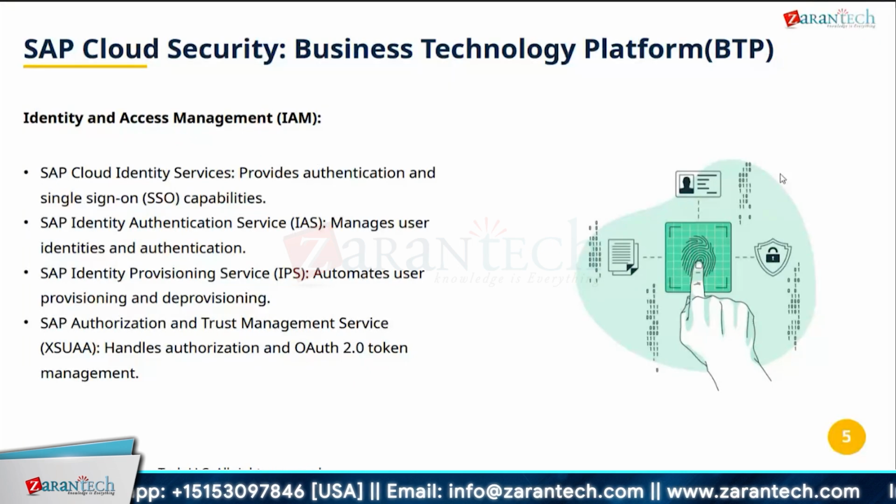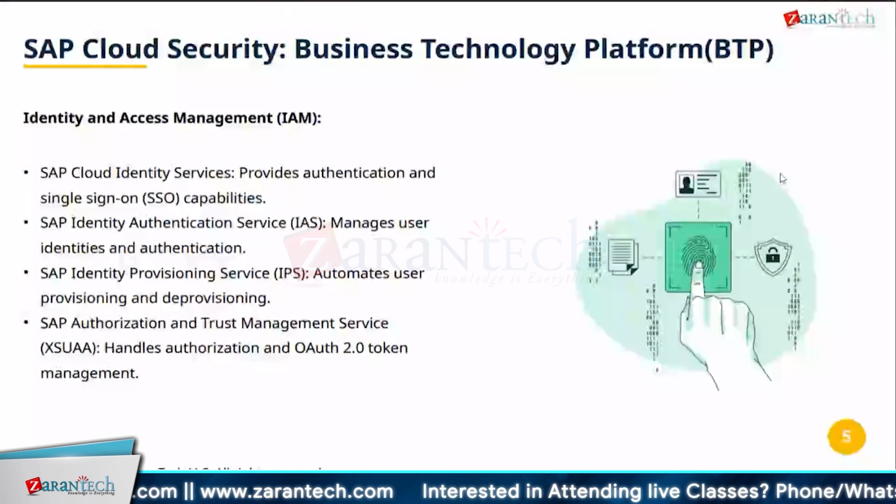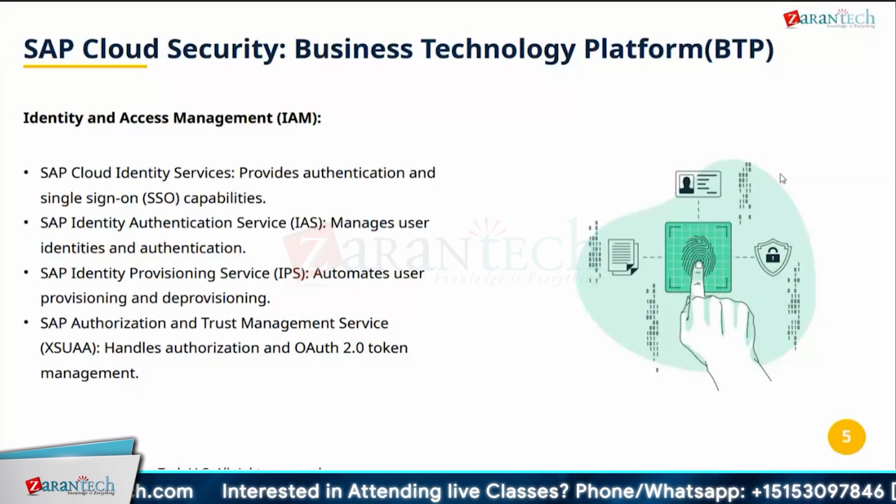Then finally, coming to your Access UAA service, or your authorization and trust management service. This basically deals with your OAuth token. This requires a dedicated amount of time to explain what an OAuth 2.0 token does. But you can just think of it that as soon as a user identity gets created, whether it's being created in BTP, in your Azure AD, or in your SuccessFactors.